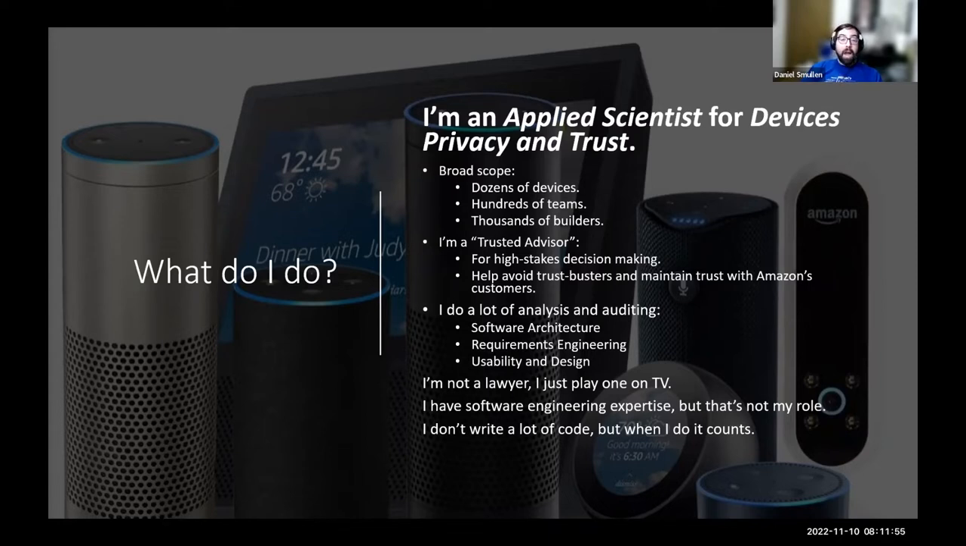Now, because I work in the privacy space, there's always a relationship with the law. But I'll say up front, I'm not a lawyer. I just kind of play one on TV. I have software engineering expertise, but I'm not a software engineer per se, or a software development engineer in Amazonian parlance. So I don't write a lot of code, but when I do write code, it really counts. There's been a lot of thought, careful planning, that goes into any time that I do actually sit down and write some code.